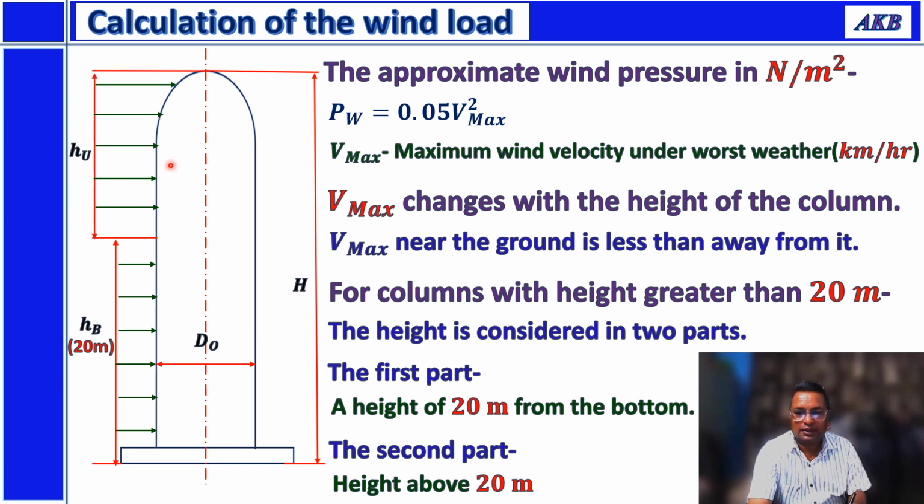Okay, and then wind load will be acting in this way. On each part, the wind will be acting uniformly. There will be uniform distribution of load, so for the first 20 meters, and then for the remaining height as well. Near the bottom, wind pressure is less, the velocity of the wind is less as compared to that at the top of the column.